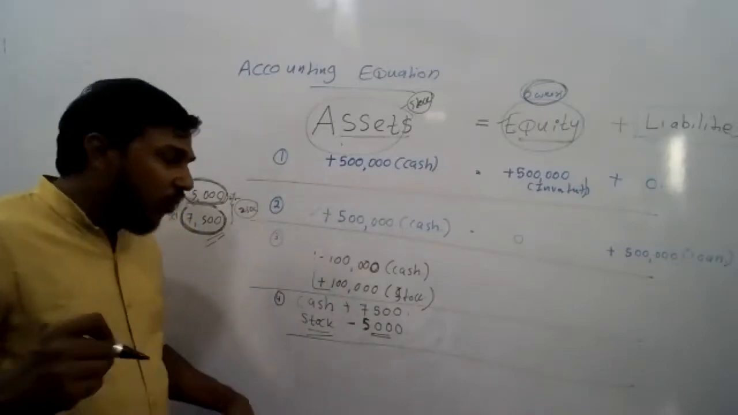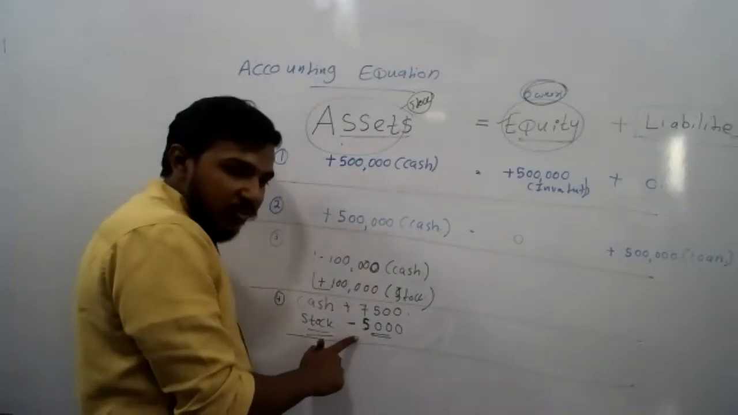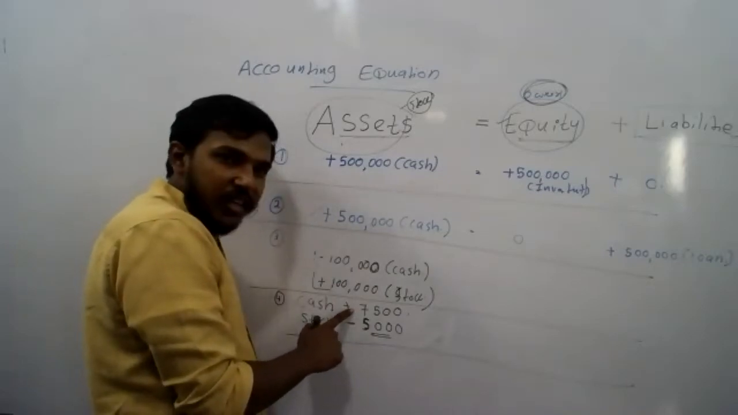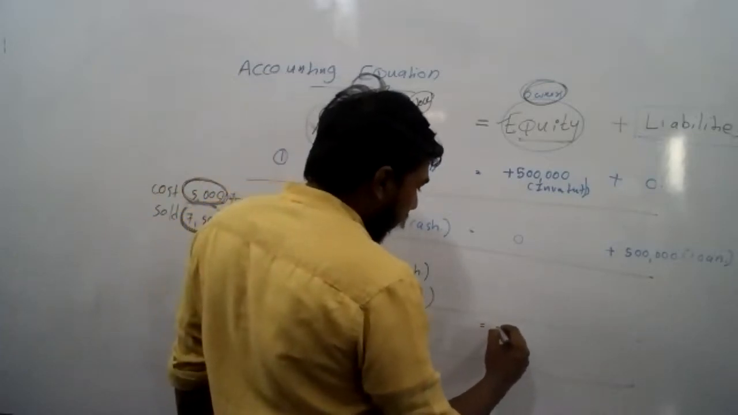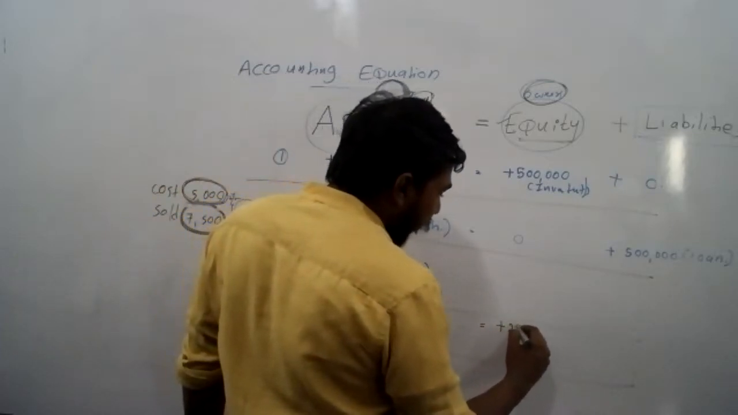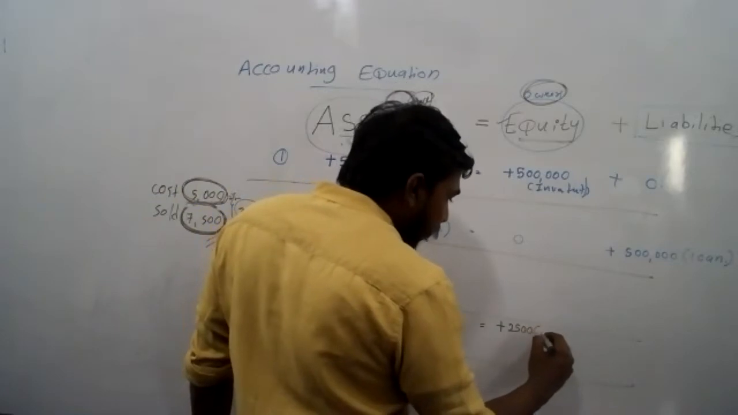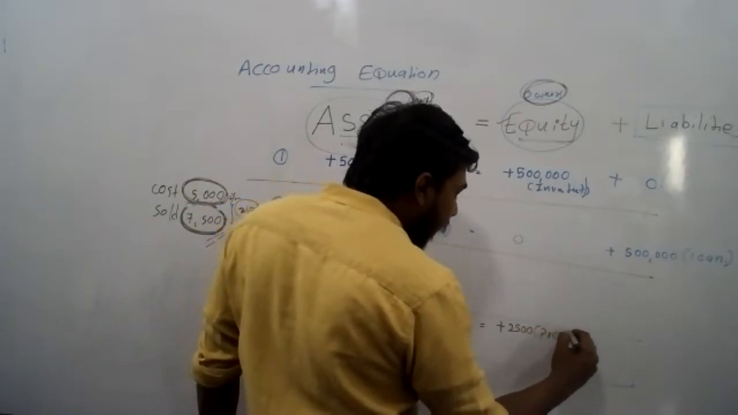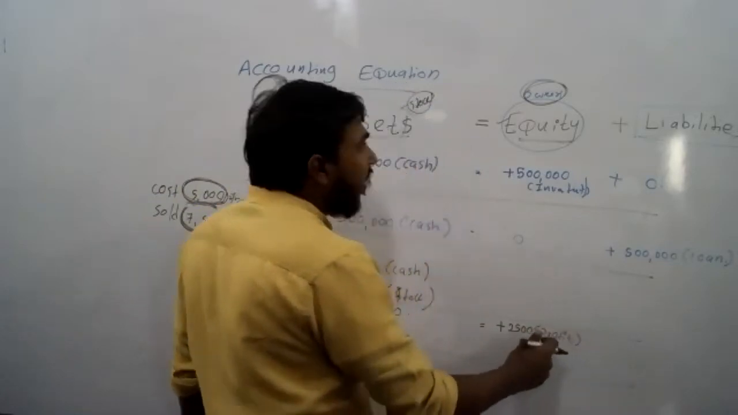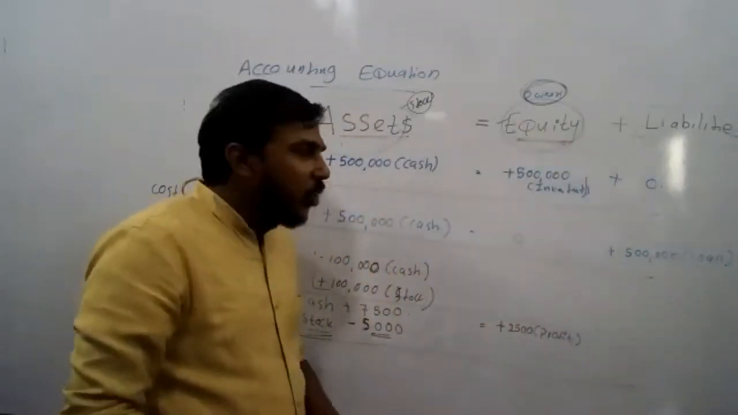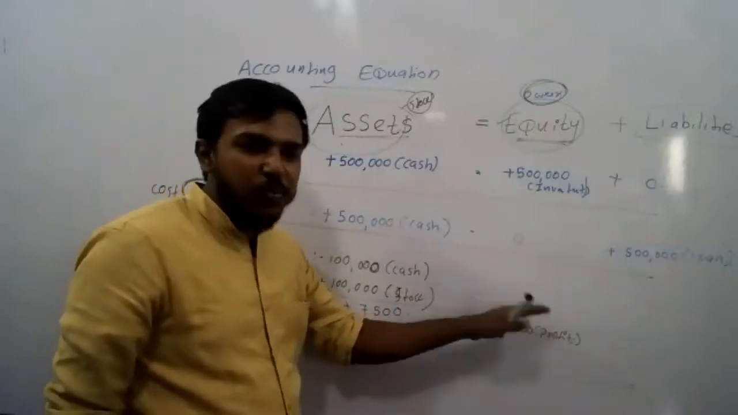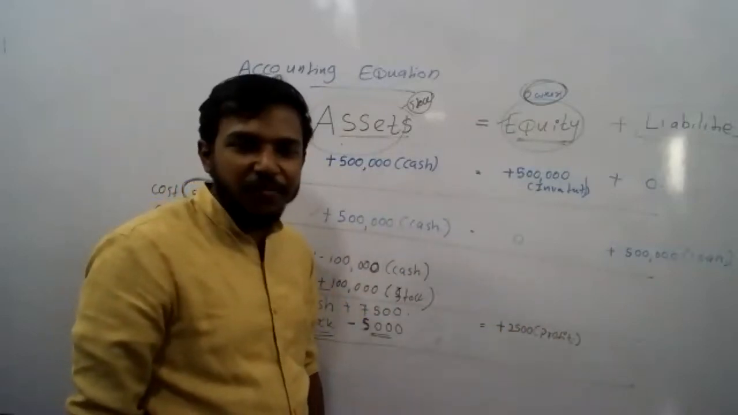Now how much is the profit in here? 5,000 stock was sold for 7,500, so your profit is 2,500. If there is any profit, who wants to take this profit? The equity holders, basically the owners, will be taking this profit. That's what we have discussed.